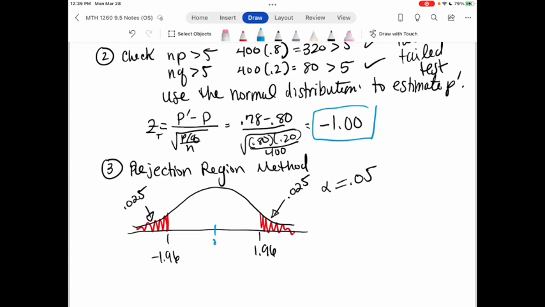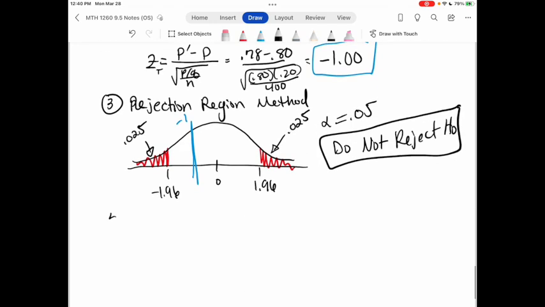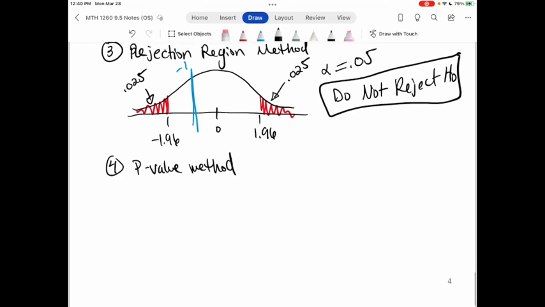So now, if we look at our test statistic, we found our test statistic to be -1. So 0 is in the center. And when I draw my -1 on the graph, it's going to be somewhere between 0 and -1.96. So that means do not reject the null hypothesis.